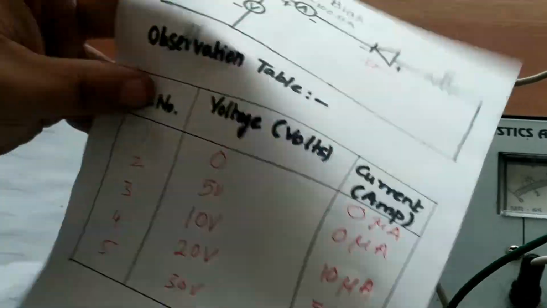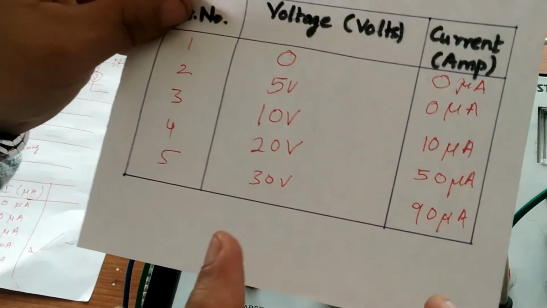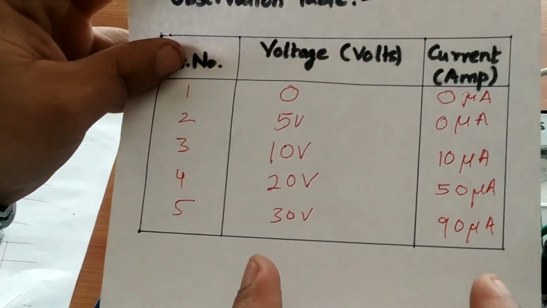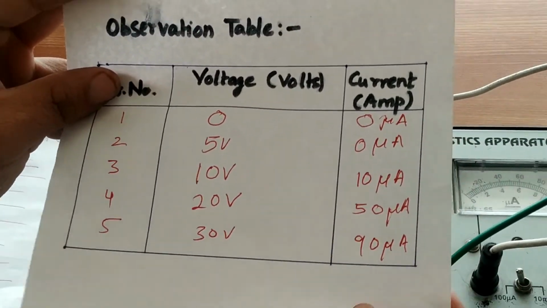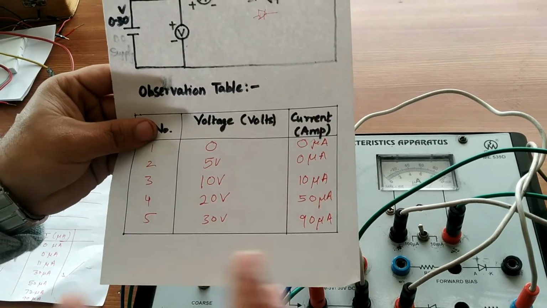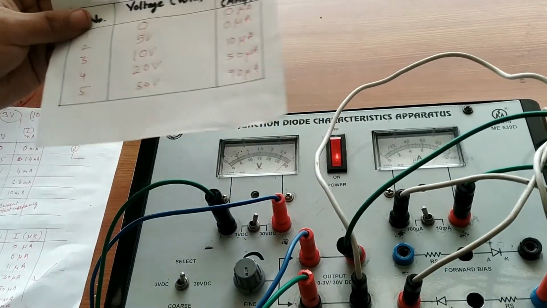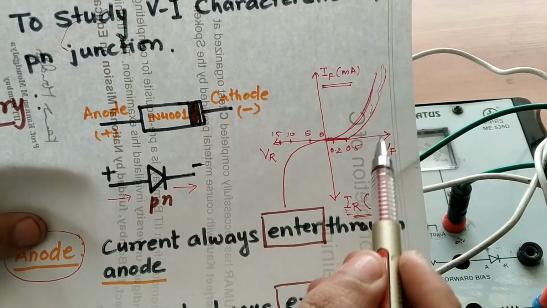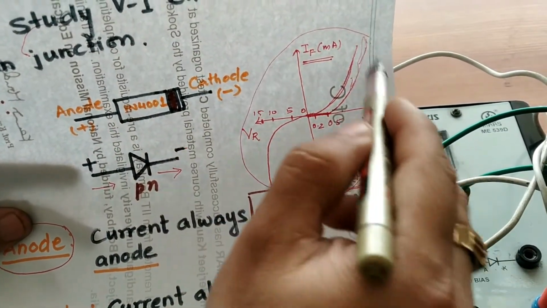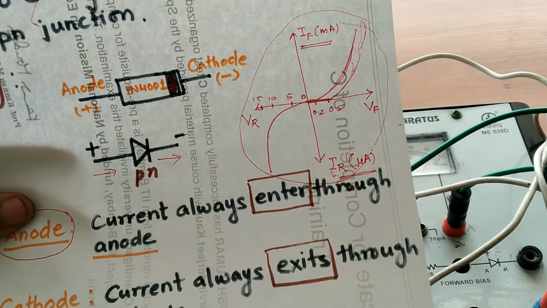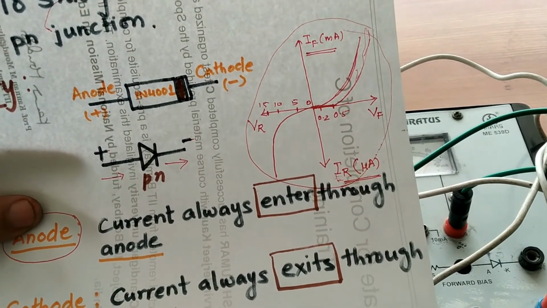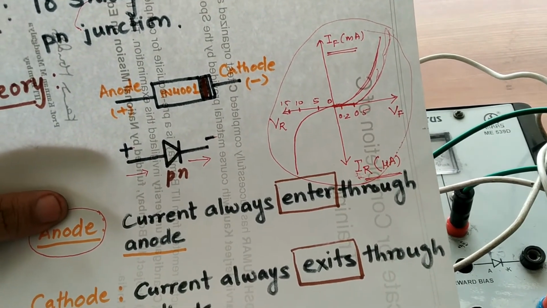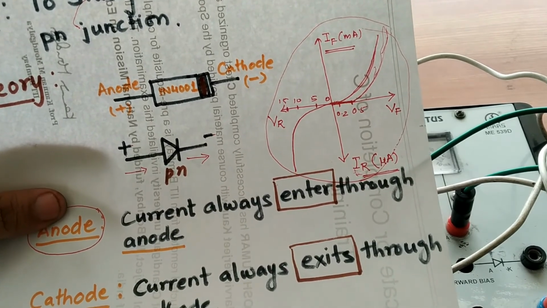In this way, if you start plotting this graph on a graph paper, you will get the forward bias and reverse bias conditions of a PN junction somewhat like this, which we have drawn. So I hope that you have got the idea of how this diode is working. Thank you everyone for watching this video.